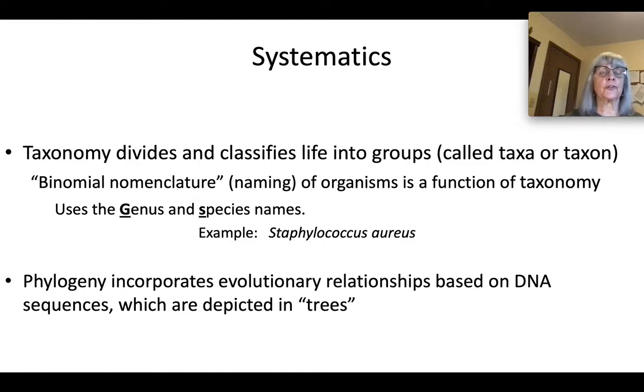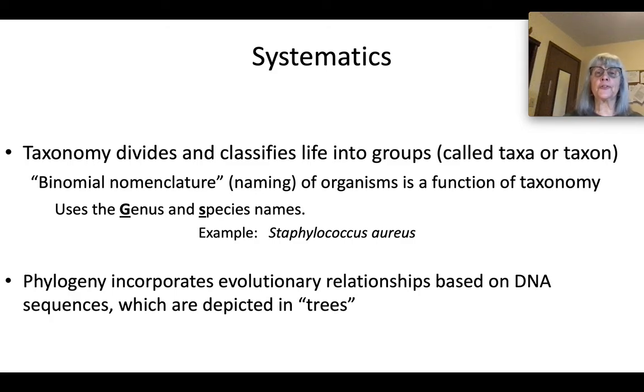And how we name these organisms is that they use the genus and the species names. So for example, Staphylococcus aureus, a bacteria, is given the name because the first part of the name is Staphylococcus, which is the genus. And you'll notice that it starts with a capital letter, capital S. And the second part of its scientific name is aureus, which begins with a lowercase a. So this is the way we name them and present their names in text.